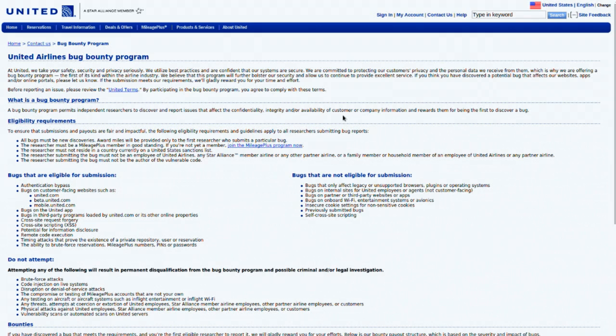What? Oh, so you don't get paid; you get Mileage Plus points. That makes more sense now that you have to be a Mileage Plus member. Yeah, because that's how you get paid. PayPal would actually give me cash. I like this one. You can't be the author of the vulnerable code when you're submitting the bug. Well, that makes sense. You can't be an employee of United Airlines, or any Star Alliance member. I don't know if I agree with that. If you find a vulnerability, you should just fix it. Go to IT? Yeah, I suppose.